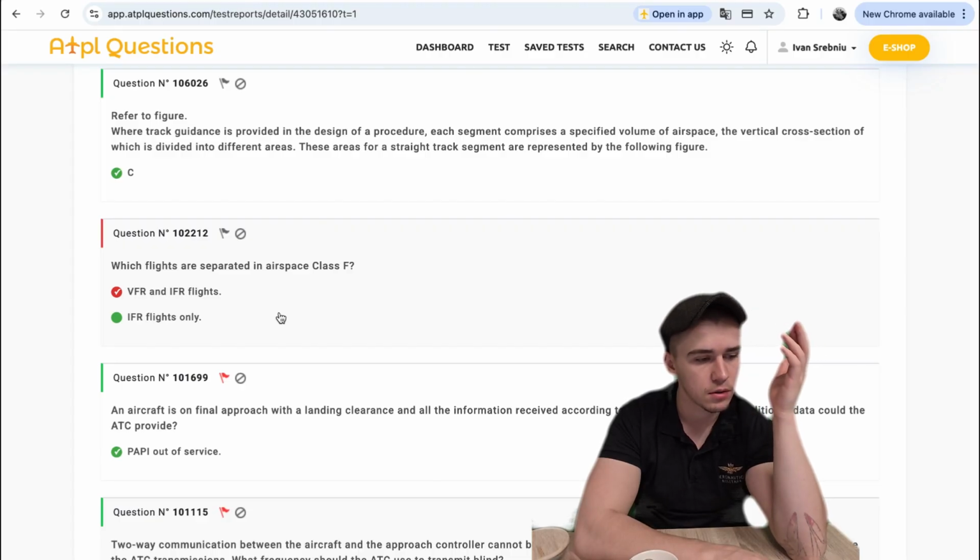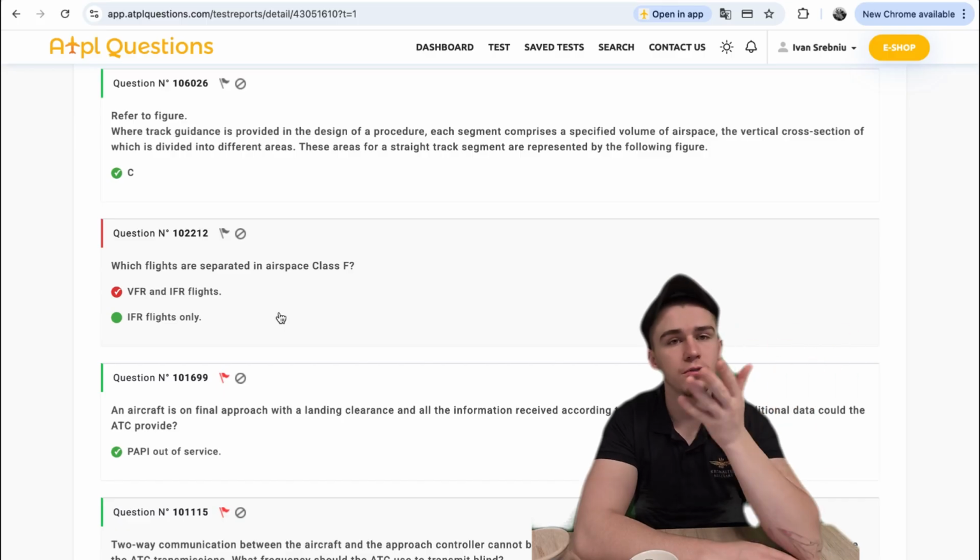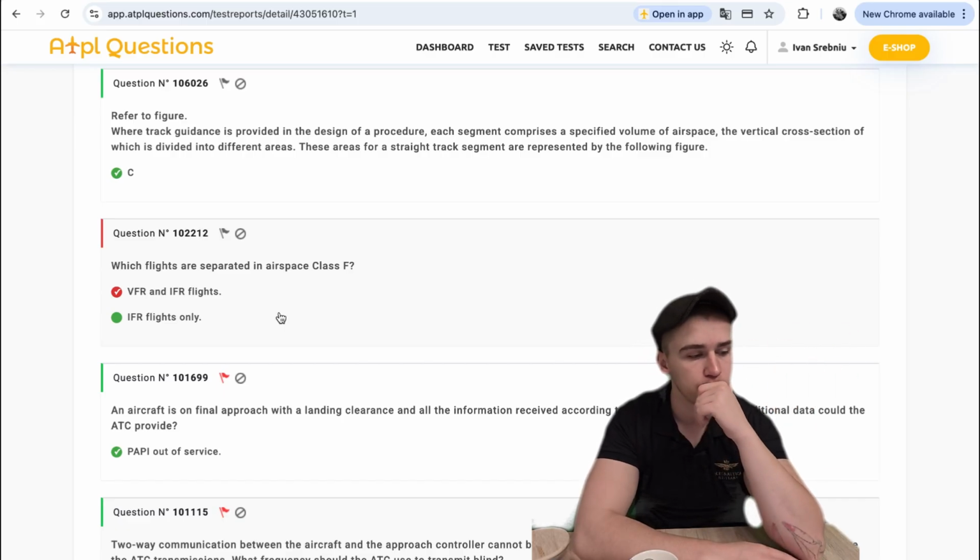But yeah, in class F Foxtrot, IFR flights are separated, but they are separated IFR from VFR. But VFR is not separated, yeah.